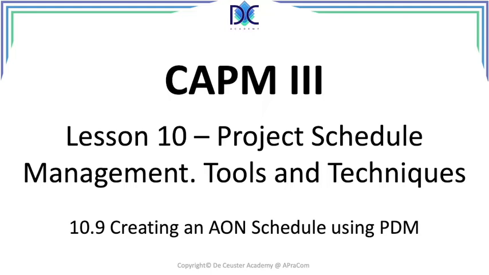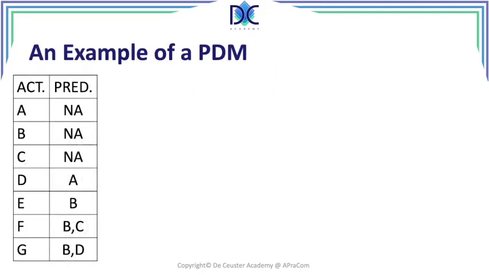So let's have a look what this lesson is about. When we look at the precedence diagramming method, we start with a table that has the different activities and their information related to their predecessors. The table I'm using is exactly the same as the exercise we did using the activity on the arrow, or the arrow diagramming method, a few videos before this.